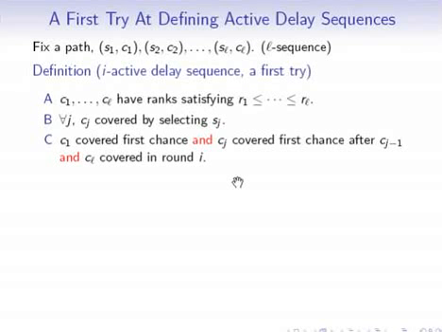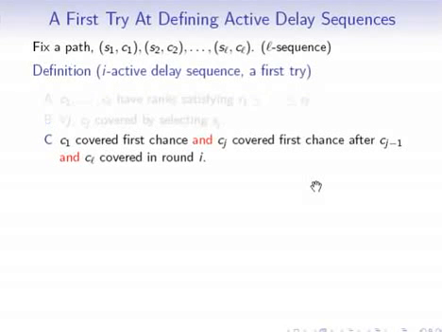Now, you might be wondering, are these events independent? For example, if we know that Cl is covered in round I, then maybe we have some information that the rank is rather large, and so we don't really have independence here, which is going to make our analysis difficult. So let's try to fix up our definition so that we can actually analyze it by using independence.